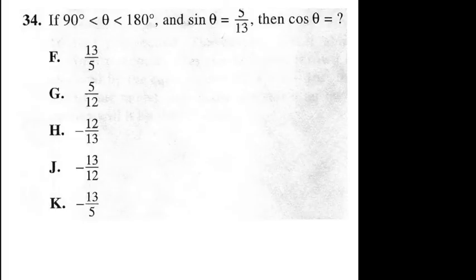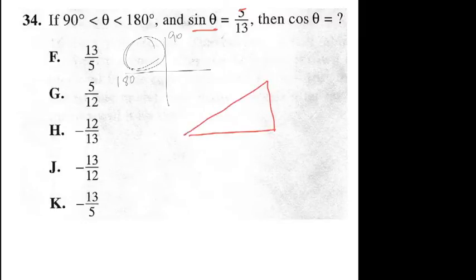Number 34. It tells us if we're between 90 degrees and 180. So you just want to remember what that's talking about. We are in the second quadrant because that would be 90 and this is 180. Okay, so if we're in that range, what are we looking at? They said the sine of theta is 5 over 13. So what's the cosine? So you're setting up a 5, 12, 13 triangle. Okay, the sine of theta is equal to 5 over 13.